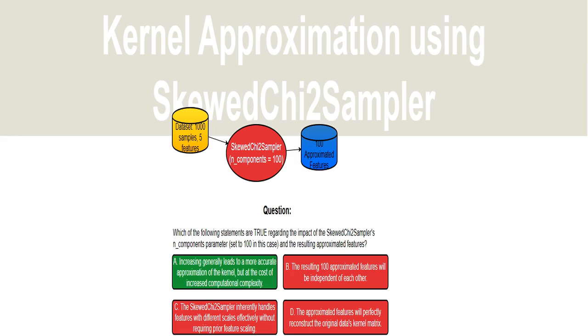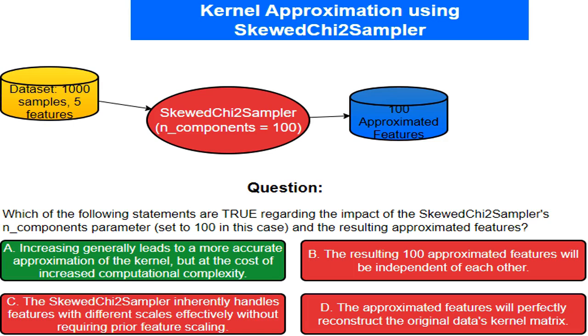I'm using a technique called kernel approximation to speed up calculations. Specifically, I'm using the SkewedChi2Sampler, which is good for data that's not evenly distributed. I have a dataset with 1,000 different entries, and each entry has 5 different pieces of information.